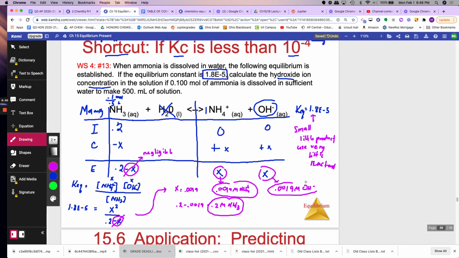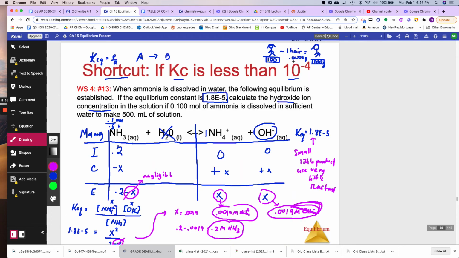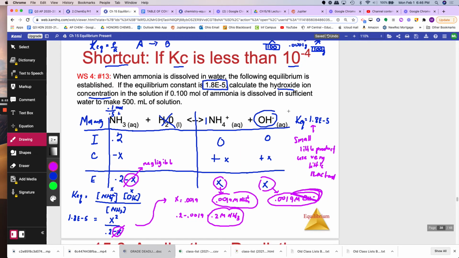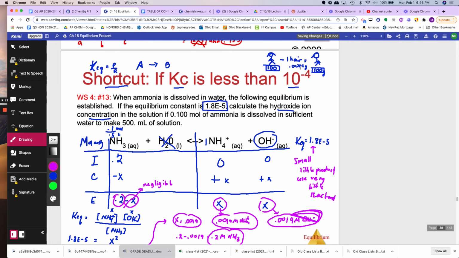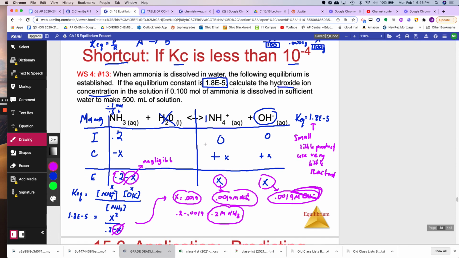Okay, so you're wondering, Mrs. Lozano, how do I know if it's small enough that I can just take that away? The first thing you look at is Kc is less than 10 to the negative 4. Okay, or if the percent ionization is less than 5%. So for example, do you see this x right here? This x should not be more than 5% of the original. That means your hair should not be more than 5% of your total mass. Okay, if it's more, then it's no longer negligible.